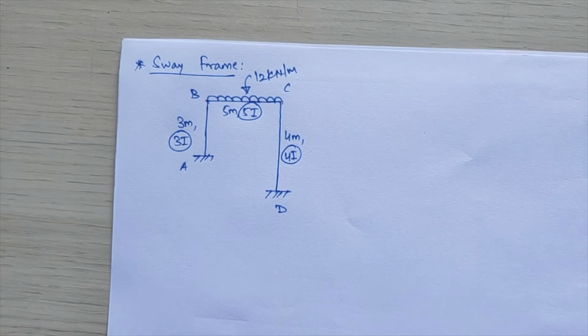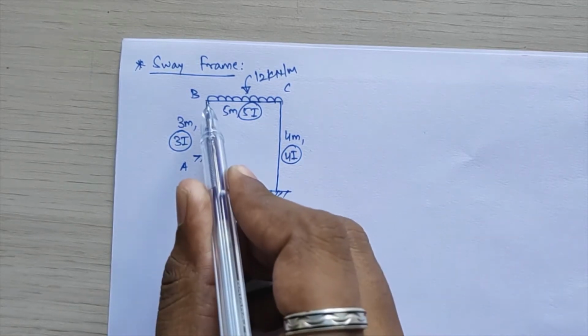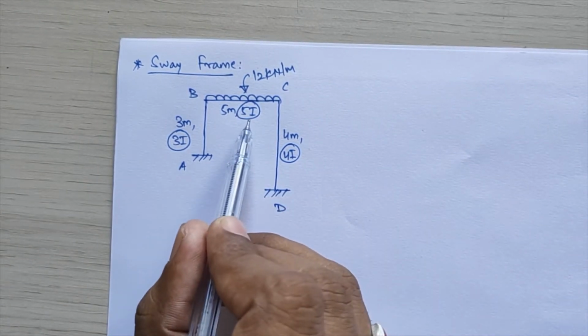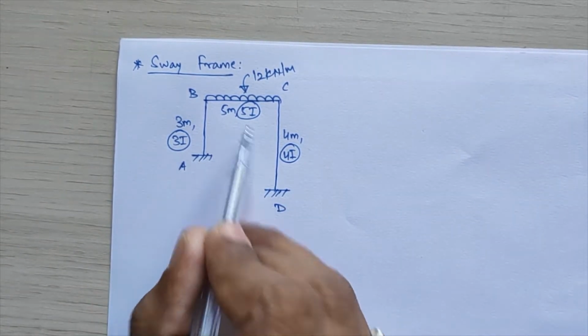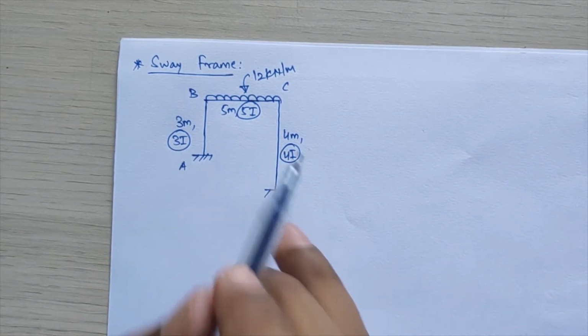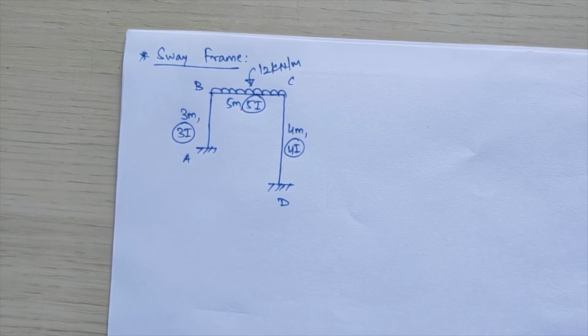Now, what geometrical properties must be similar to classify your frame as non-sway frame? First, the length of both the columns must be same. Secondly, the moment of inertia values, that is 3I and 4I, those are different, so again your frame will be classified as a sway frame. If those are similar, then your frame will be classified as non-sway frame.